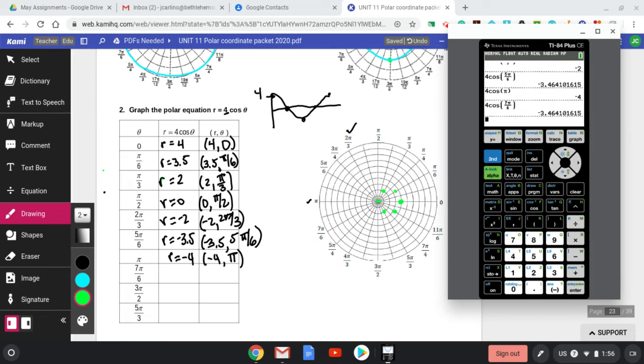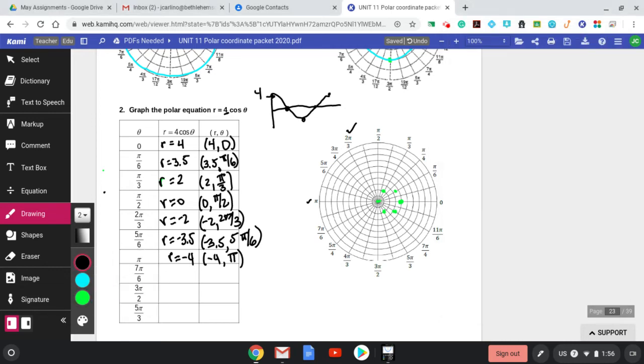Negative 3.5. All right, here we go. So r equals negative 3.5, so my point is going to be negative 3.5 comma 7 pi over 6. So I go 7 pi over 6. If you go on the opposite side, what do you see? We've already graphed 3 because I have to go on the opposite side since the r value was negative, and that point's already there. All right, and I'll finish this up right now.